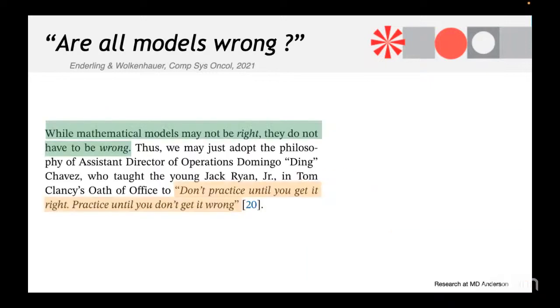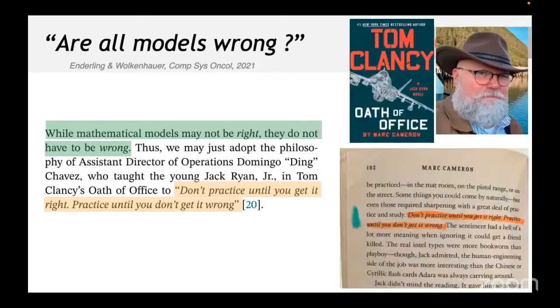So while mathematical models may not be right, they do not have to be wrong. My favorite quote is, do not practice until you get it right, practice until you don't get it wrong. And this quote is, of course, not from me, but from a Tom Clancy book. That's Mark Cameron who wrote this. So if you like spy novels, here you go. And there he said it. Don't practice until you get it right, practice until you don't get it wrong.